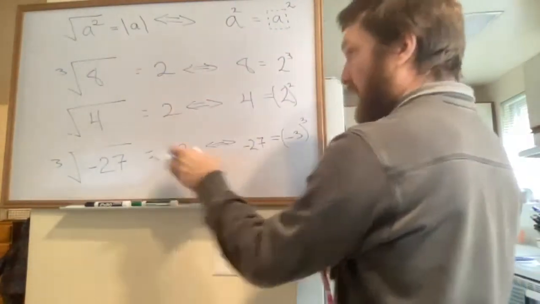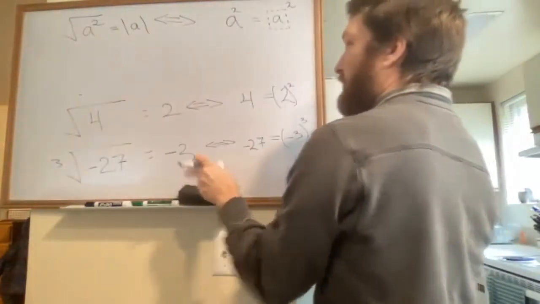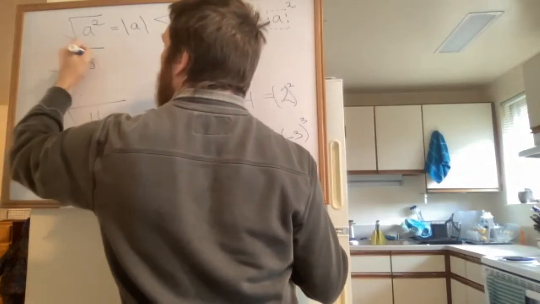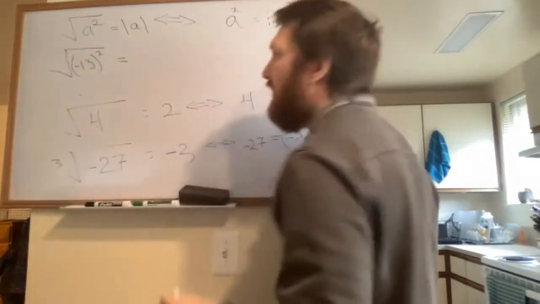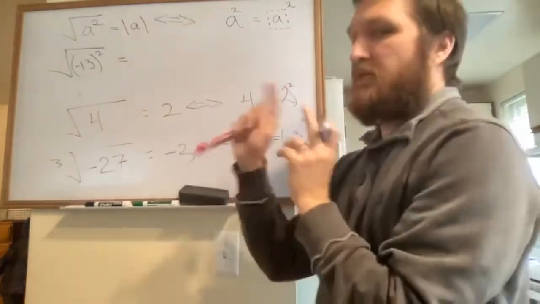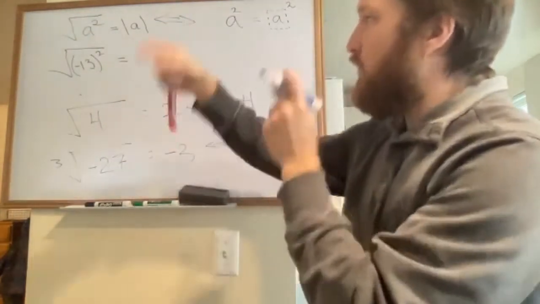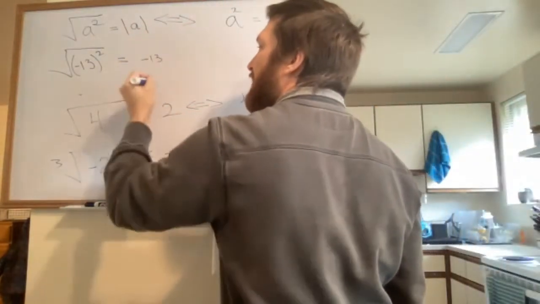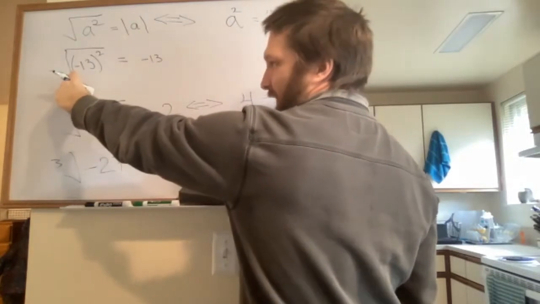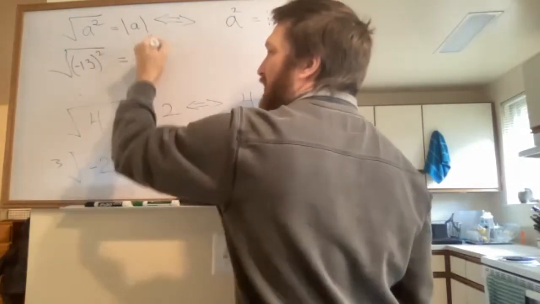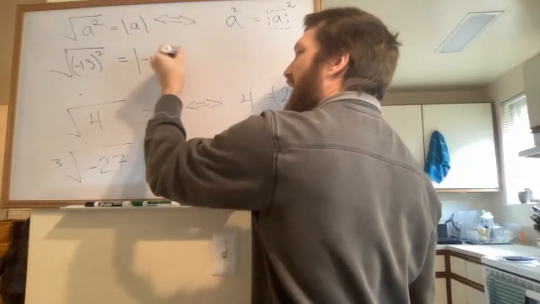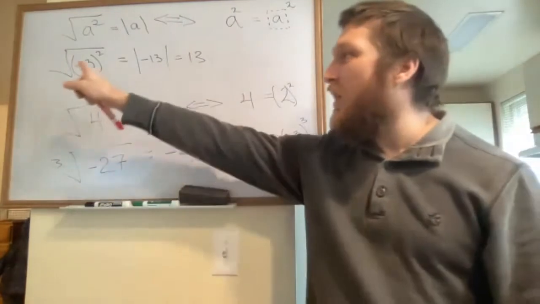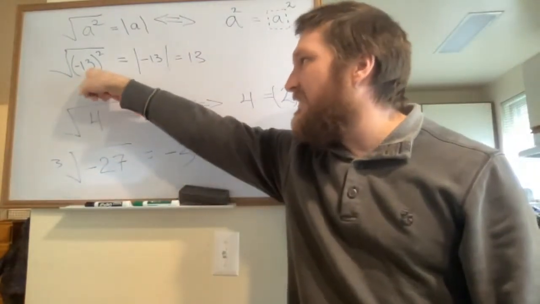So to be clear, if I had the square root of -13 squared, I would say, well, wait a second. The square root of something squared is just whatever it is. And I'd be tempted to say, oh, it's just -13. But by definition, this has to be a positive number. So we take the absolute value of that and say, aha, it must be +13, even though, yes, it's negative and stuff like that.